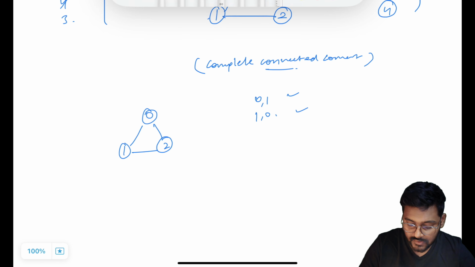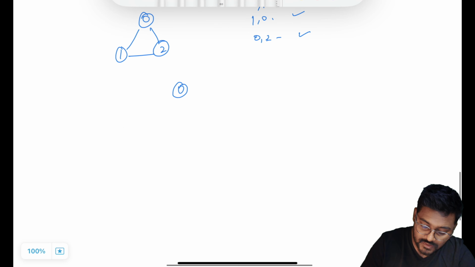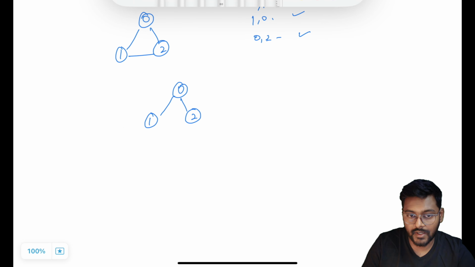If I pick 1 and 0, yes, there is an edge. If I pick 0 and 2, yes, there is an edge. But if it was something like this, 0 connected to 1 connected to 2, here every two components are connected directly or indirectly, but we want directly connected.